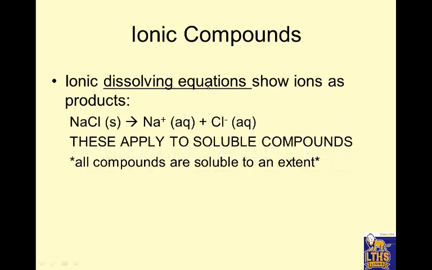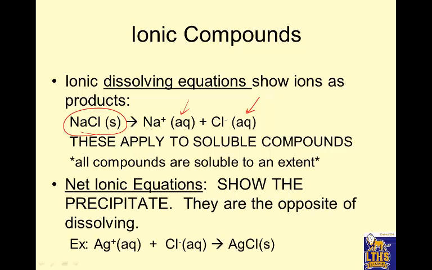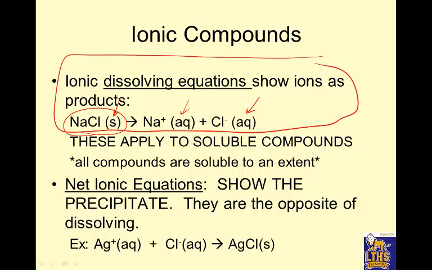Okay, so ionic dissolving equations have to show the ions as products. So here's our sodium chloride, here's our sodium ions dissolved in water, and our chloride ions dissolved in water, each ion surrounded by water. All right, these apply to soluble compounds, and remember, all compounds are soluble to an extent. We'll keep talking about that. So what we call a dissolving equation shows the starting substance not dissolved, the ending substance aqueous, surrounded by water.